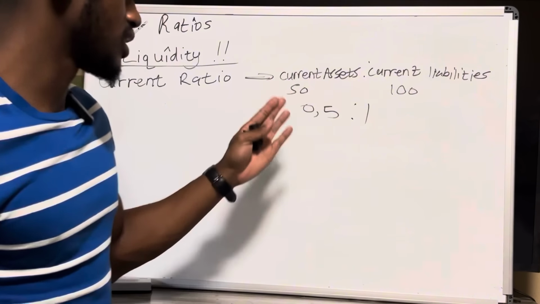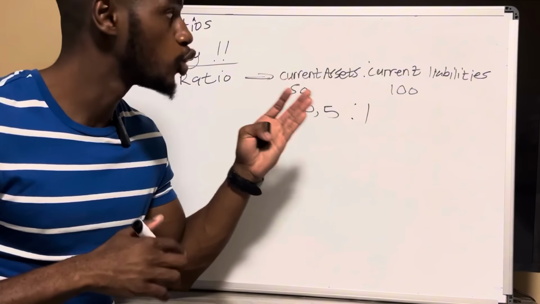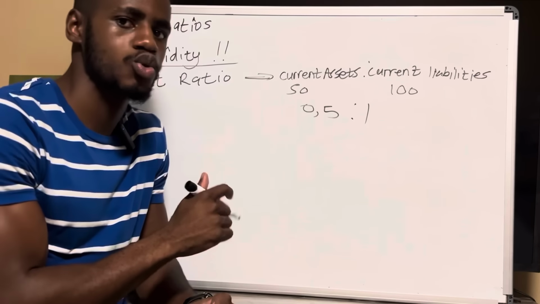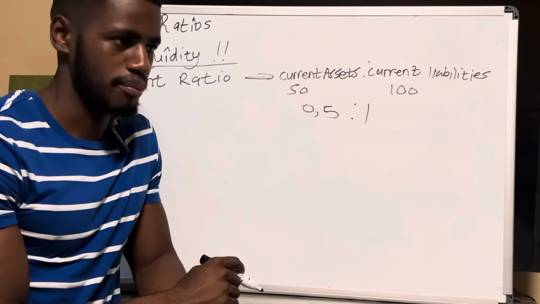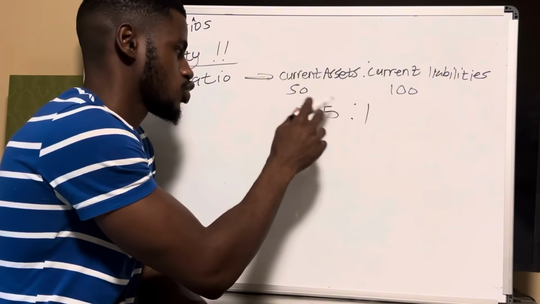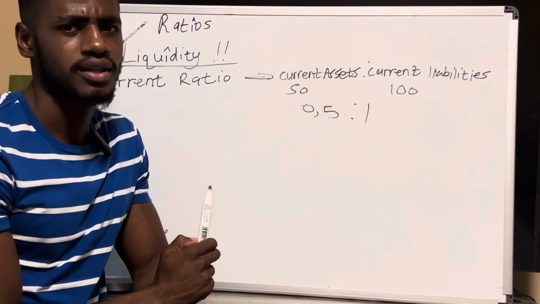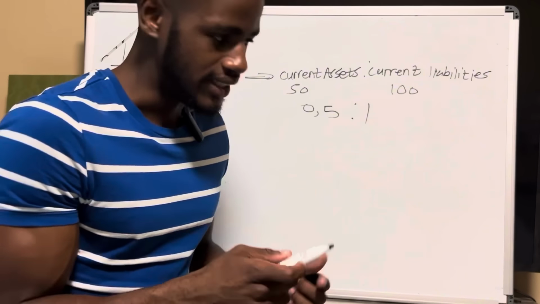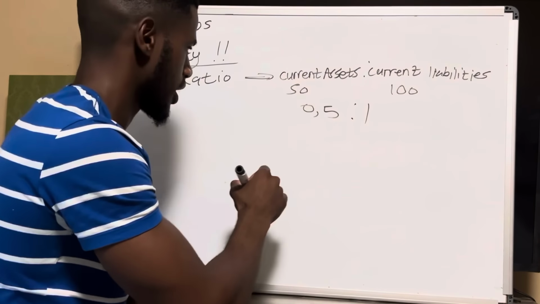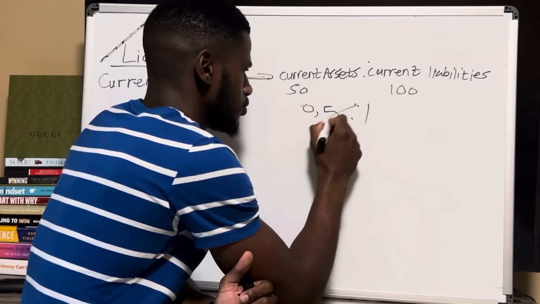Now, by looking at this, as a business, do you want your current assets to be bigger or do you want your current liabilities to be bigger? Obviously, we want our assets to be bigger than our liabilities. So we do not want this to be like this. If you ever find a ratio like this, it's not good.